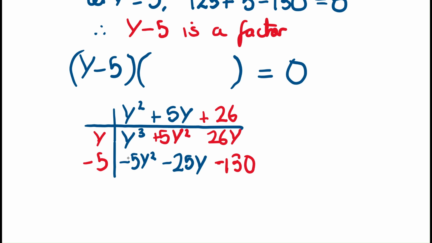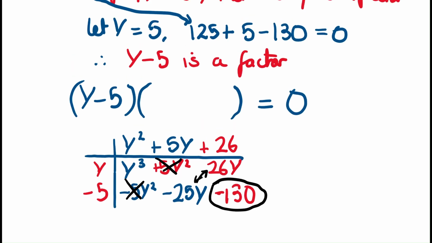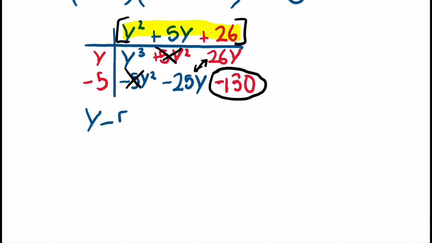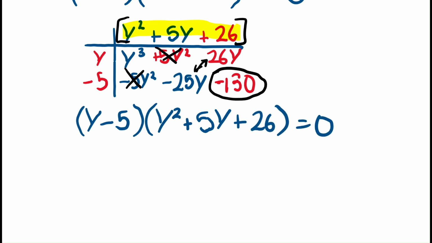And if we collect our like terms, we see that clearly minus 5y squared and positive 5y squared cancel out, and minus 25y plus 26y gives us 1y. And here we have minus 130. So we end up with our original equation when we multiply y minus 5 by y squared plus 5y plus 26. So now we have our equation, which is factorized, which is just y minus 5 times by y squared plus 5y plus 26 is equal to 0. And now we can solve this equation.